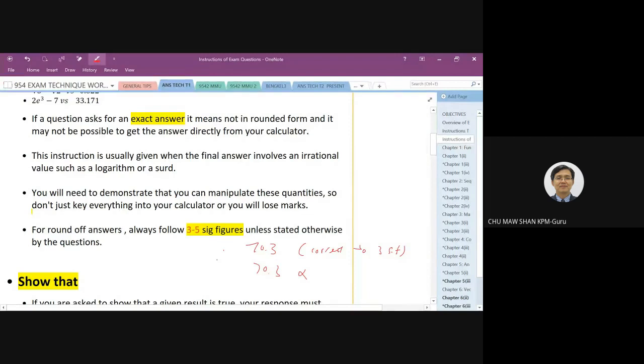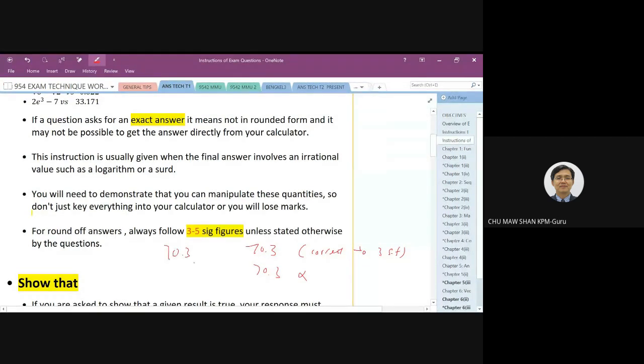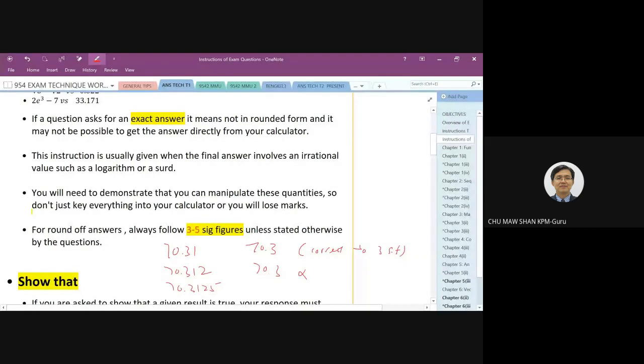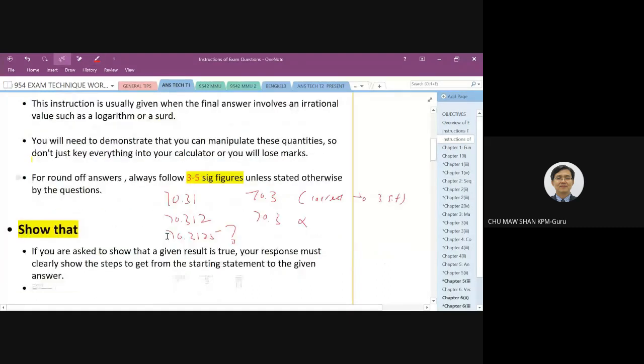Okay, 70.3, 70.31, okay, 4 significant figures, 70.312, still okay. 70.3125, be careful. You are using too many significant figures. In mathematics, we say you are not efficient, and maybe you will be punished. You cannot use too many significant figures. Okay, next, show that.